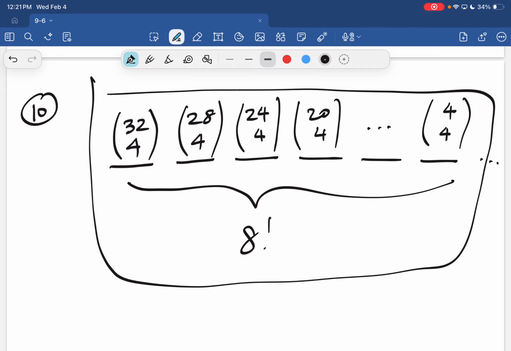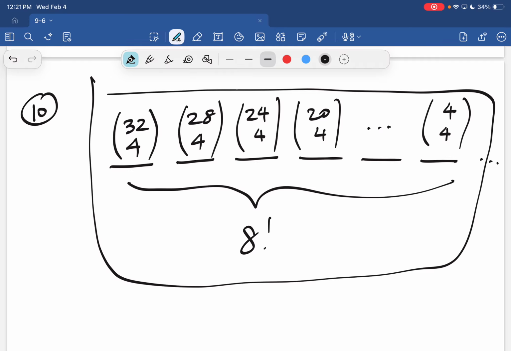It's quite large. And then you multiply the whole thing by 8 factorial. No, simplify. Yeah. Yo, that's when we talk about core memory. All right.